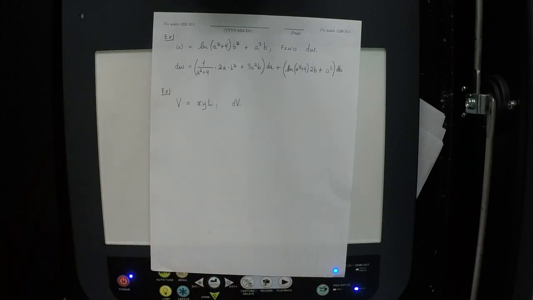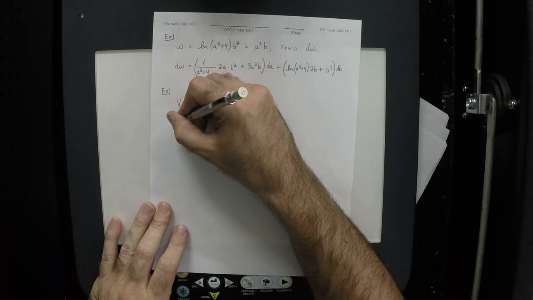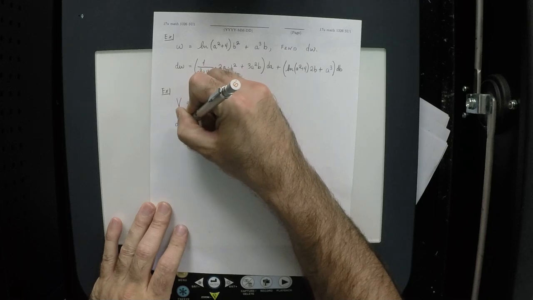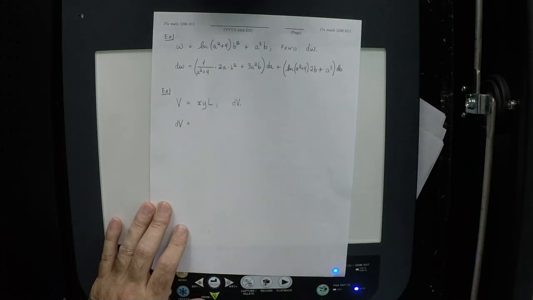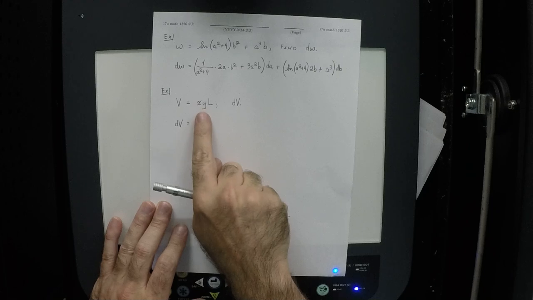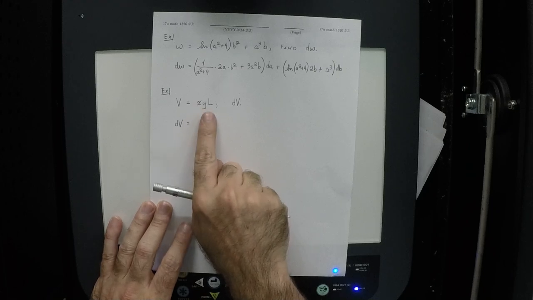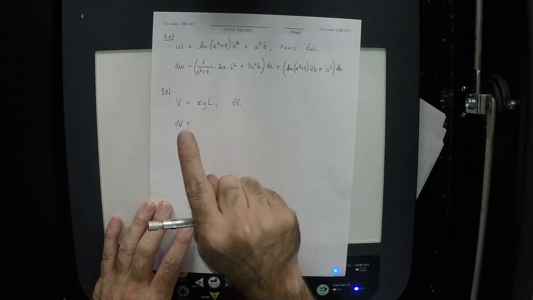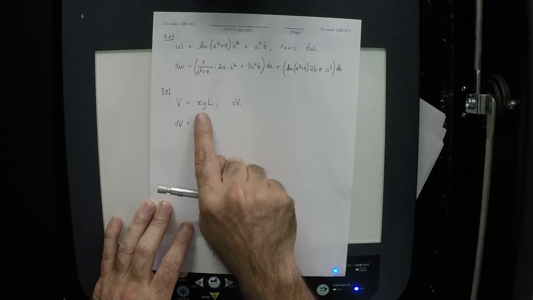So this one is slightly different than the previous ones. It's slightly different because this will be the sum of how many differential terms? Three differential terms, right? Because there's three variables. So I'll do them in the order here. What is the x partial? What is the differential term corresponding to x?